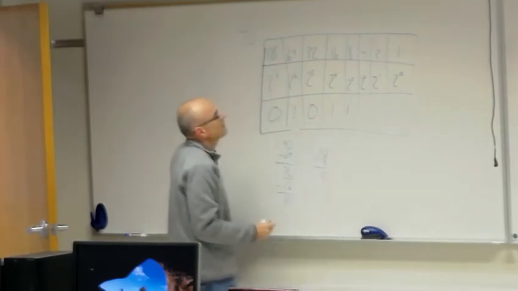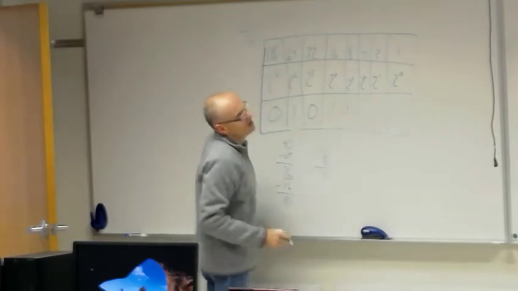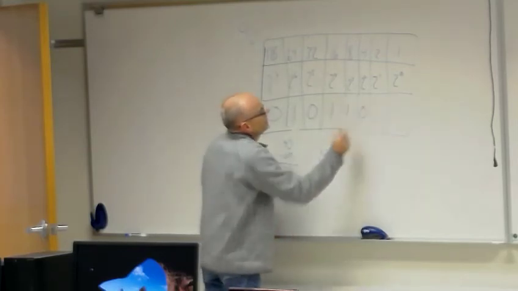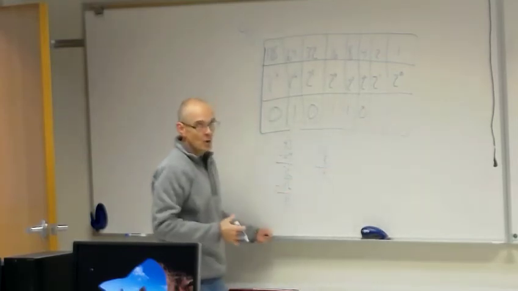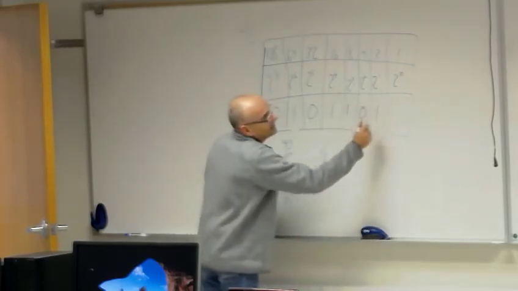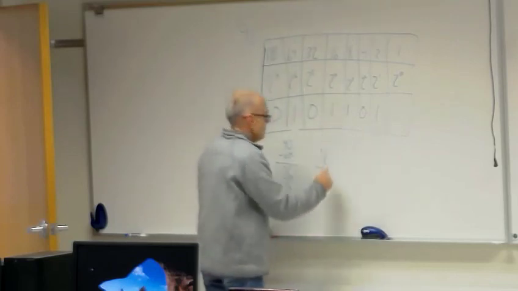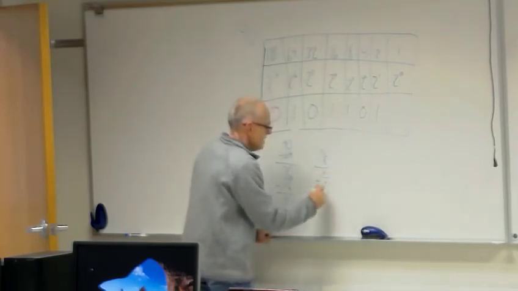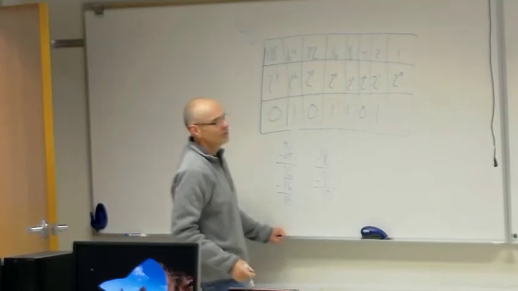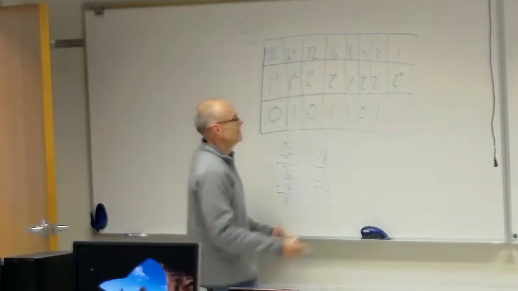Is 2 greater than or equal to 4? No. Okay, so I'm going to put a 0 there. Is 2 greater than or equal to 2? Yes. Okay, so I can put a 1 here. And now 2 minus 2 is 0. Is 0 greater than or equal to 1? No, so I'm going to put a 0 here.